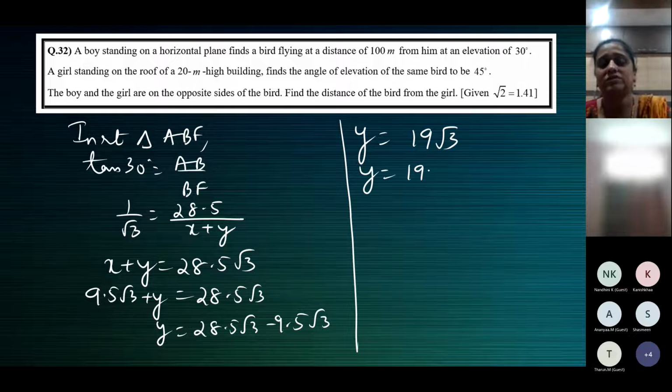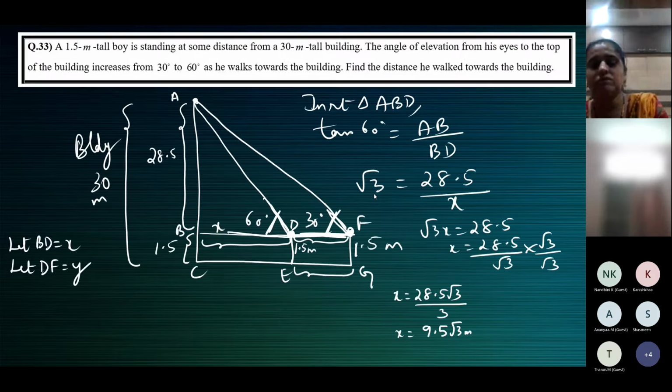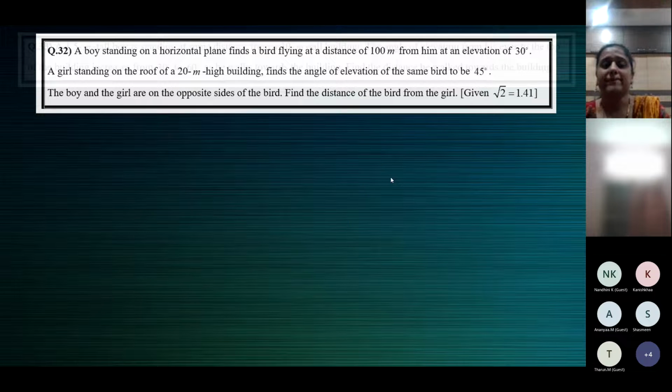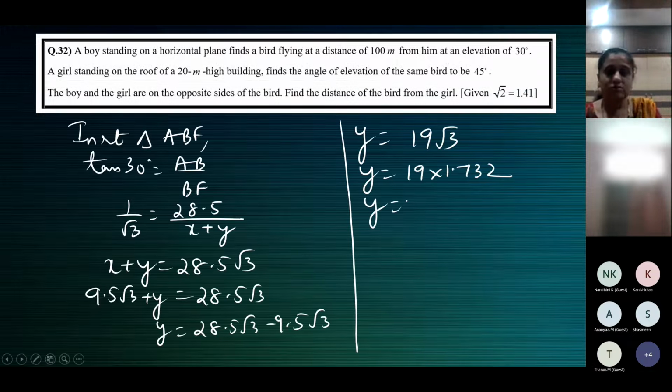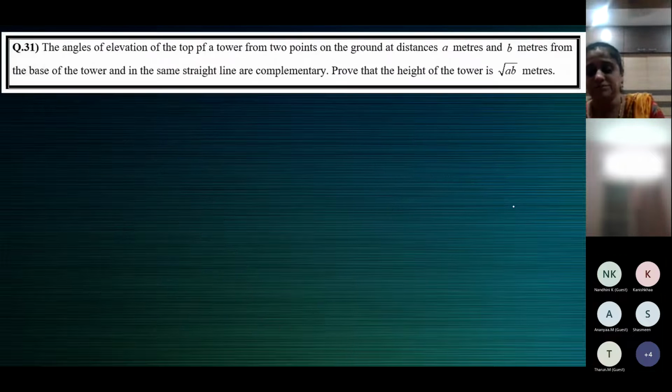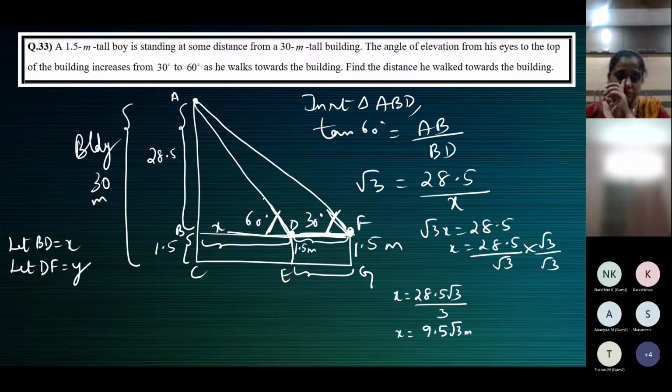Y is equal to 19 into 1.732. Is it given? Okay. Y is equal to 19 into 1.732, which is 32.908 meters. So this is the distance he walked towards the building.